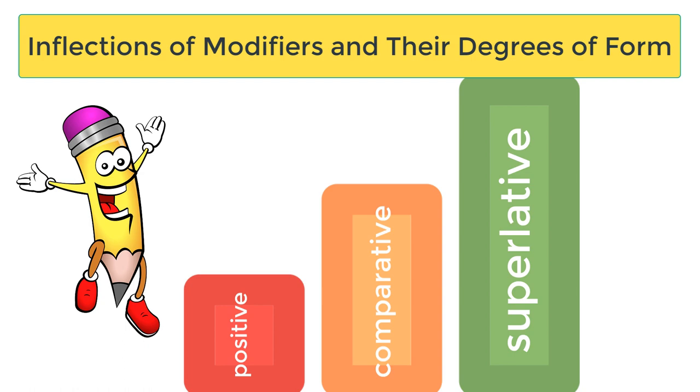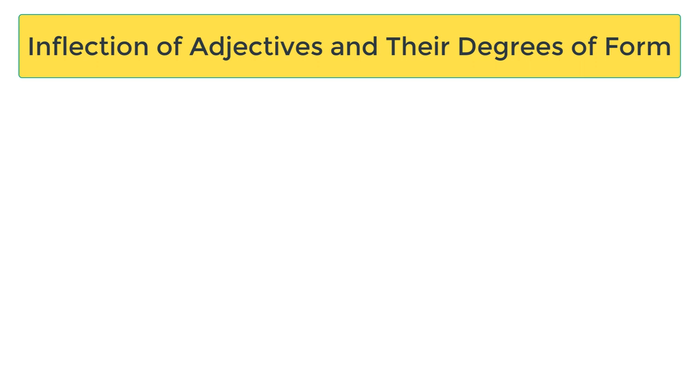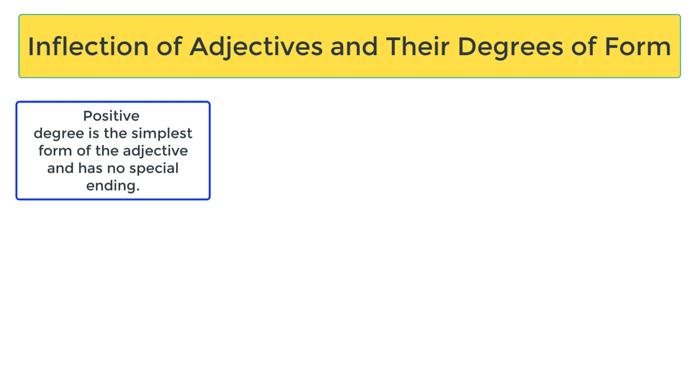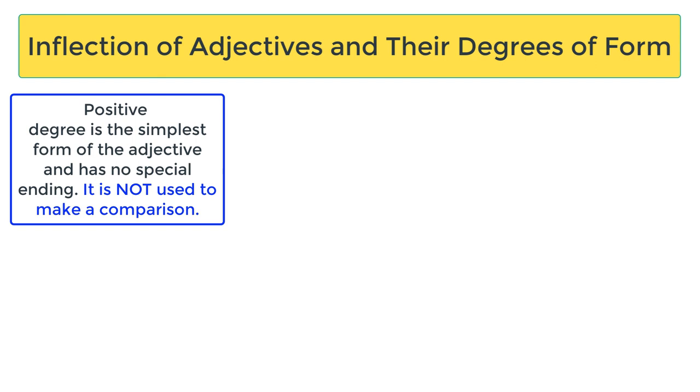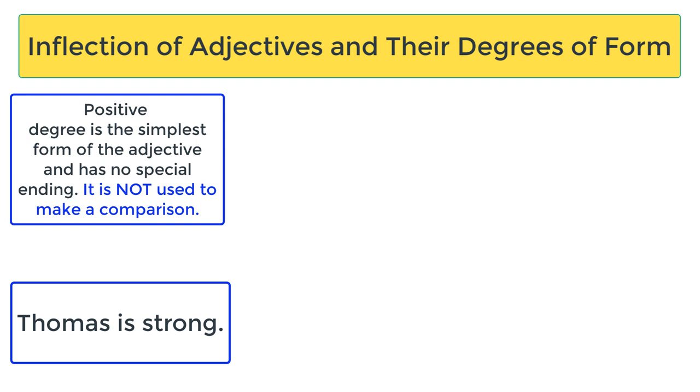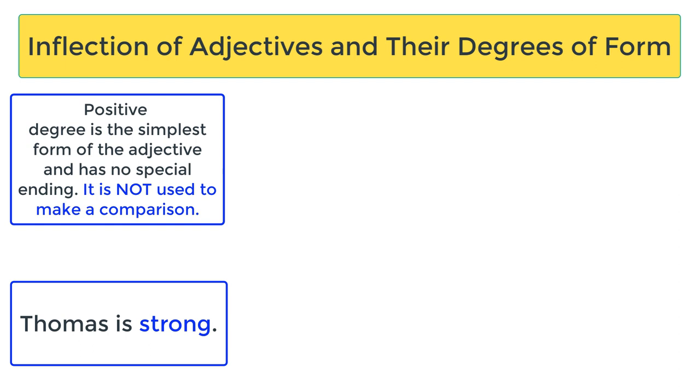Let's start with adjectives in the positive degree. The positive degree is the simplest form of the adjective and has no special ending. It is simply the degree of the modifier in its basic form of the word, and it is not used to make a comparison. Like in this example, Thomas is strong. The adjective is strong, and it is in its basic form. It merely describes the quality without expressing or suggesting any comparison. Therefore, the positive degree of the adjective strong is strong.